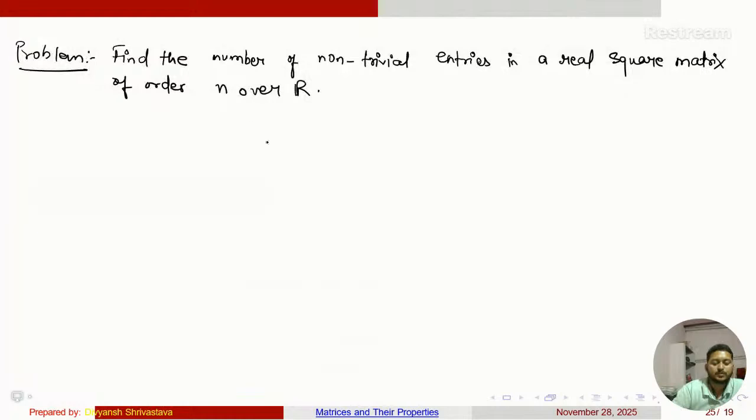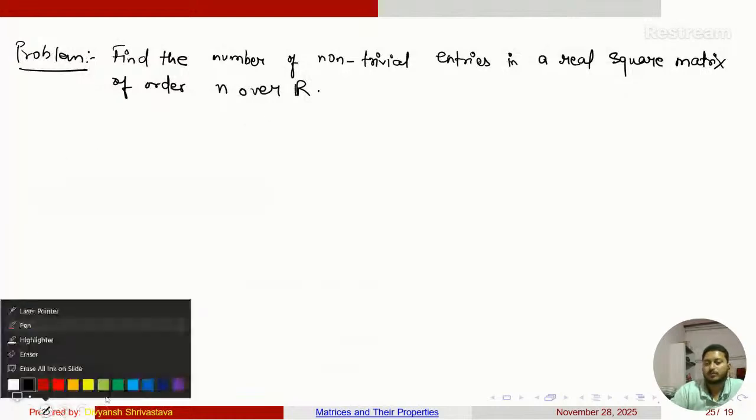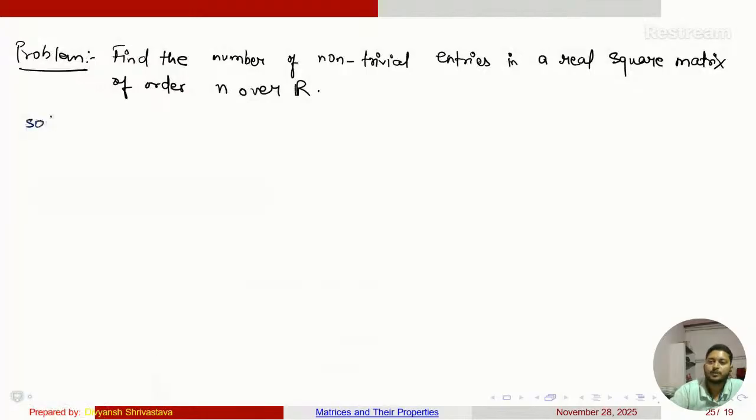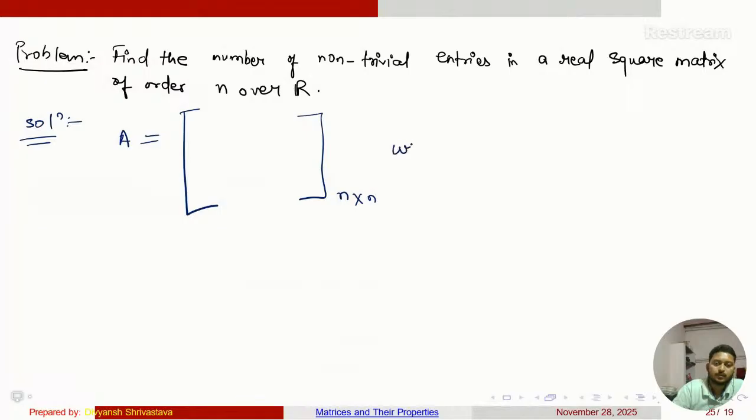R is basically represented as real numbers. So come to the solution for this problem. Now the solution is like that: take some non-trivial entries. Take a matrix of order n cross n, because it is a square matrix, where entries a_ij belong to R.